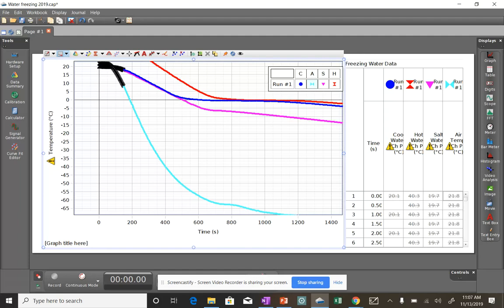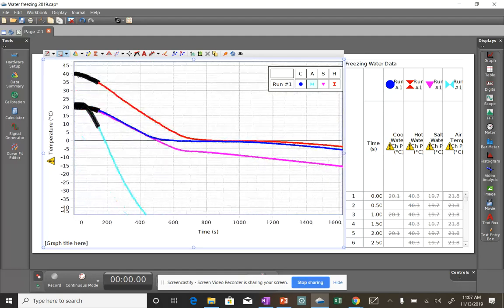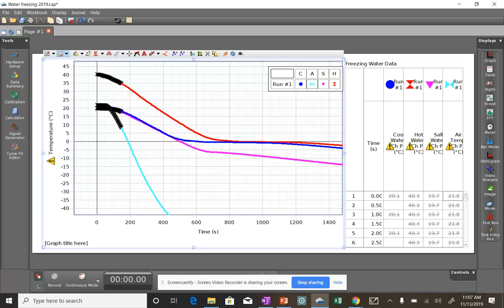Other things we're supposed to get out of this is Newton's law of cooling. What is Newton's law of cooling? Strong memory on that? Newton's law of cooling says the rate, or Newton's law of heating, the rate of heating or cooling is proportional to the temperature difference between the hot and cold substances.